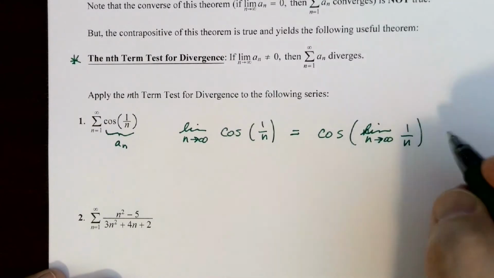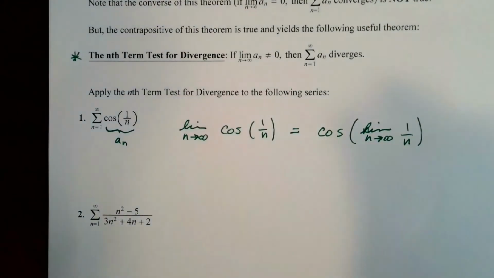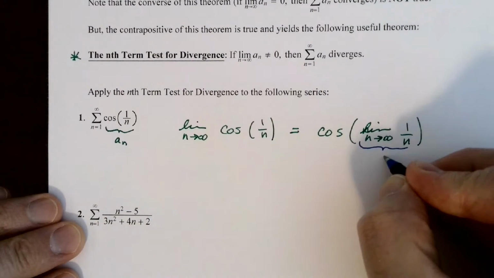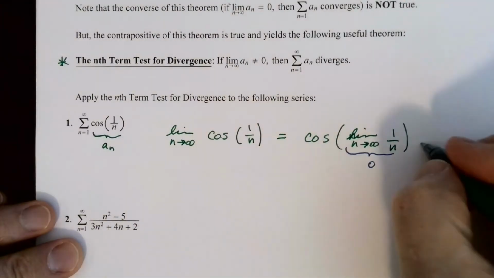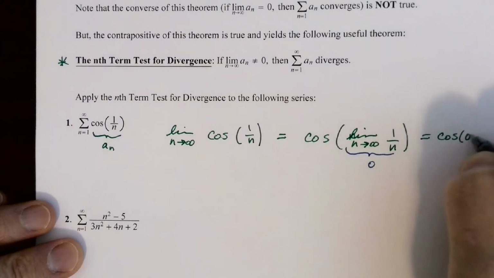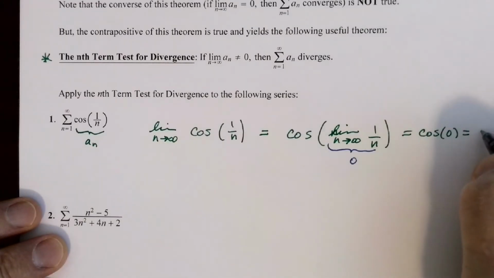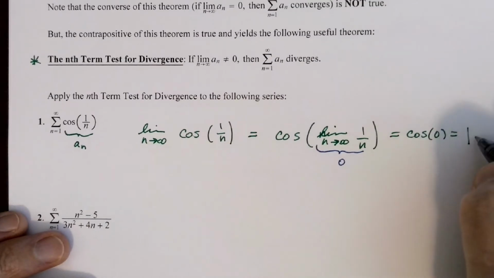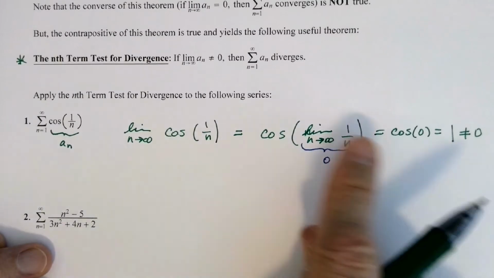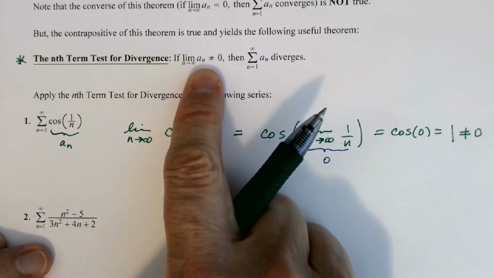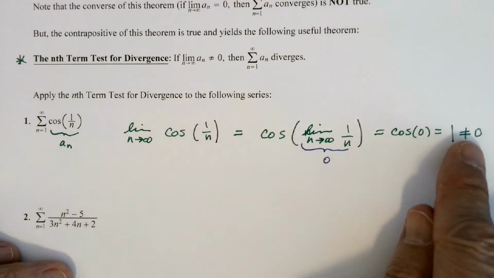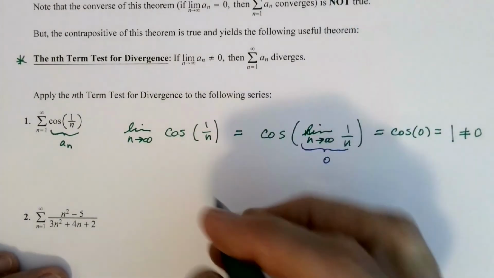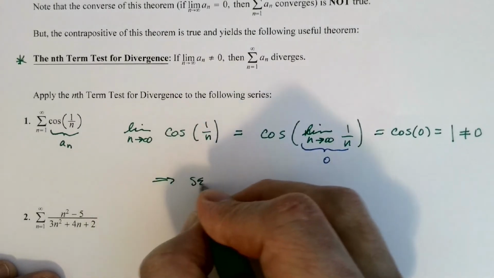And what is this limit here? What's the limit as n goes to infinity of 1 over n? Well, that's easy. That's going to 0. So this limit as n goes to infinity of cosine of 1 over n is approaching cosine of 0, which is equal to what? Cosine of 0 is 1. Okay. But 1 is not 0. Because if the limit of the sequence of terms we're adding up, the a sub n's, is not 0, which is the case here, then the series diverges. So I know that the series diverges.